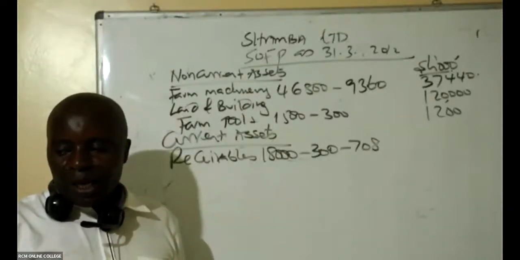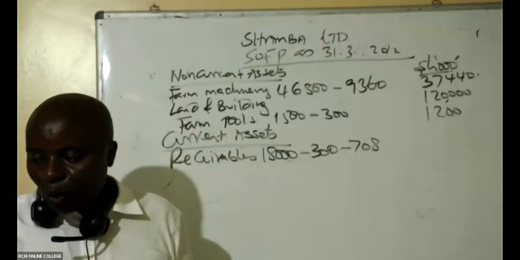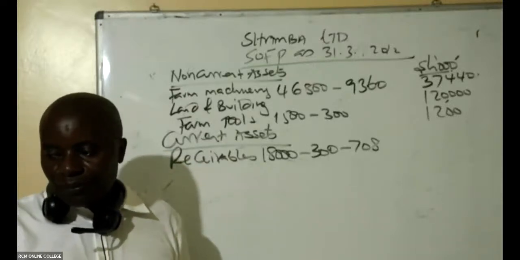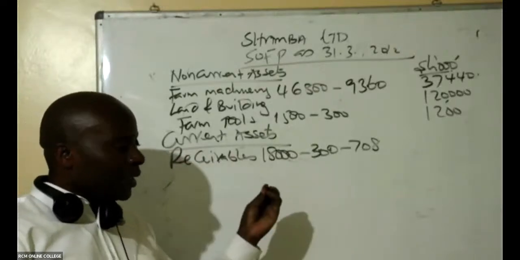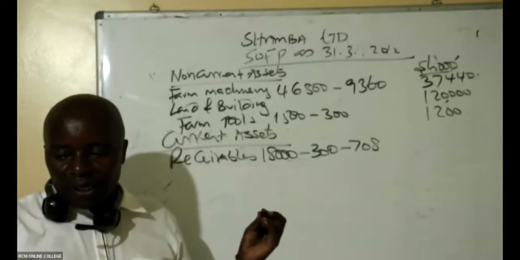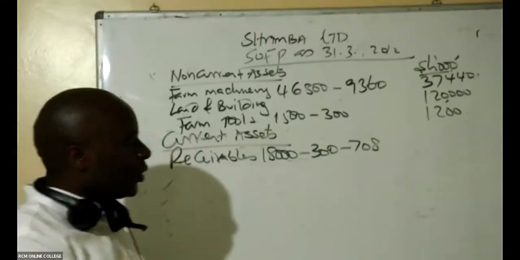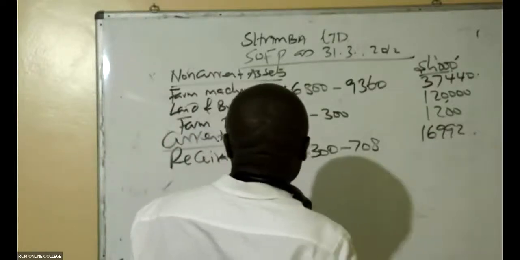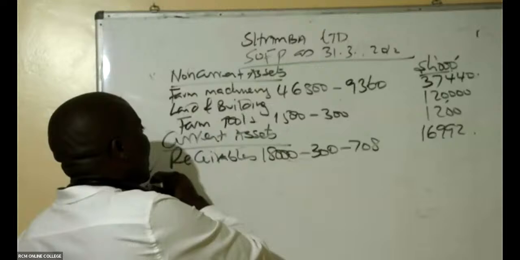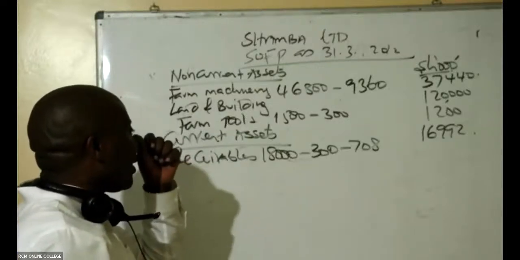So receivables, how much should we put here? Remember, we began with 18,000, but there were specific bad debts of 300. So we have here 16,992.